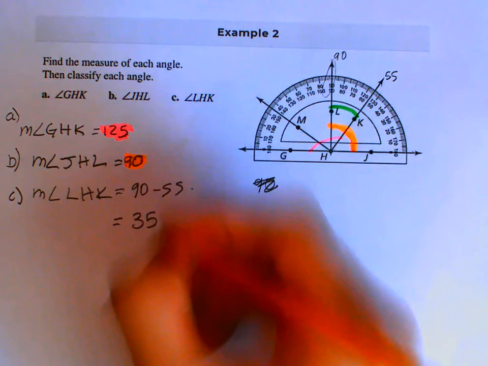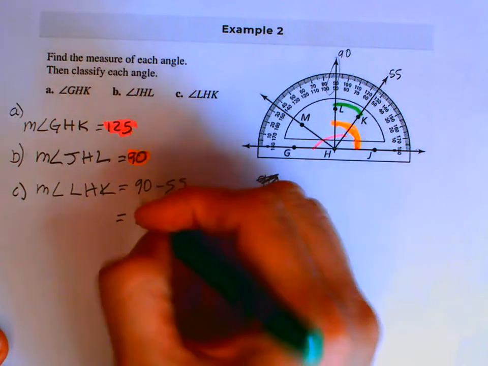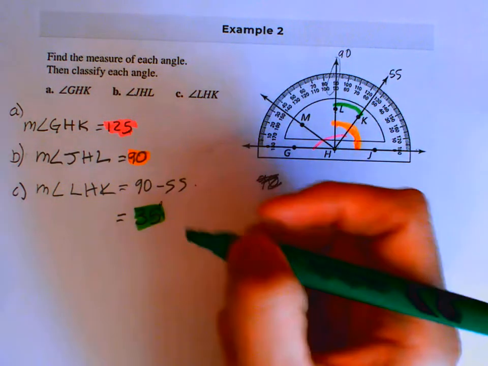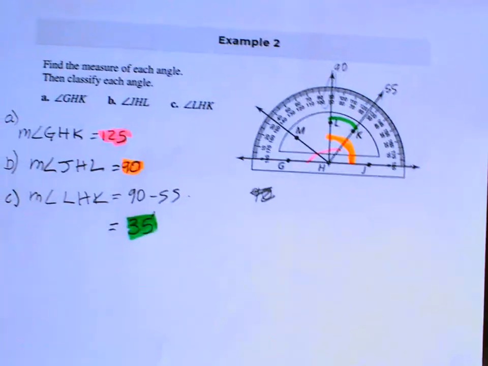And that's going to be 35 degrees. So that's the measurement of LHK, 35 degrees. So that's example 2. Okay, example 2.